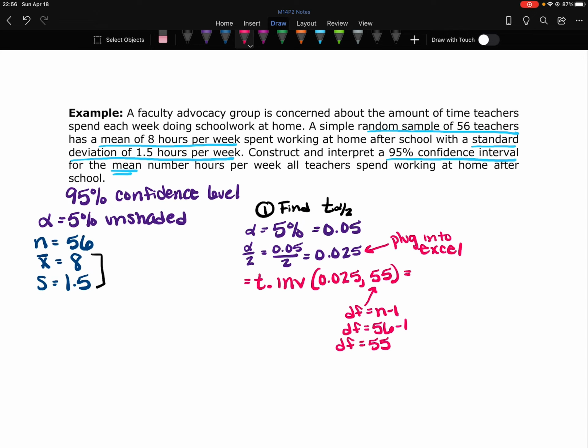Recall, the t distribution is different depending on your sample size. Every sample size produces a slightly different t distribution. So by putting the comma 55, we are telling Excel which t distribution it needs to look at. So T.INV 0.025, 55. Negative 2.0040.